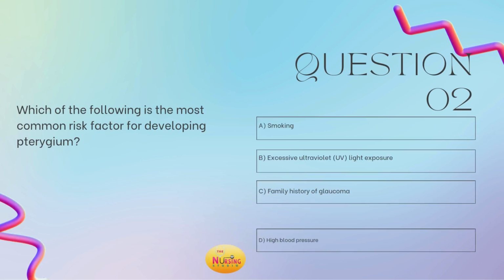Question number 2, which of the following is the most common risk factor for developing a pterygium? Is it A, smoking, B, excessive UV light, C, family history of glaucoma, or D, high blood pressure? Take a moment and tell me what you got. All right, so the stem of the question is the question here again. So which of the following is the most common risk factor of developing a pterygium? And it is B, excessive UV light.